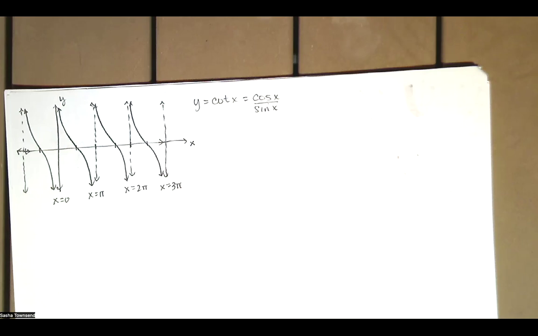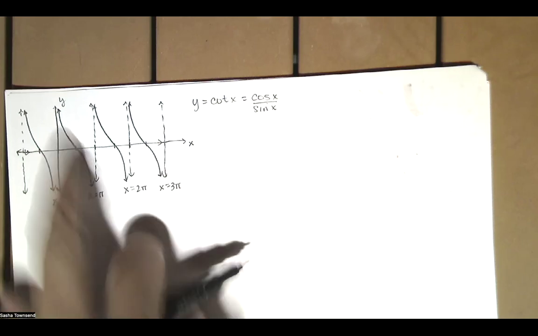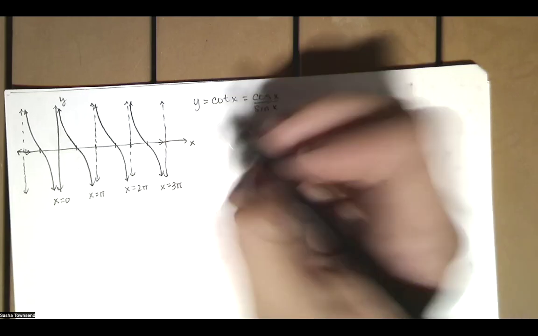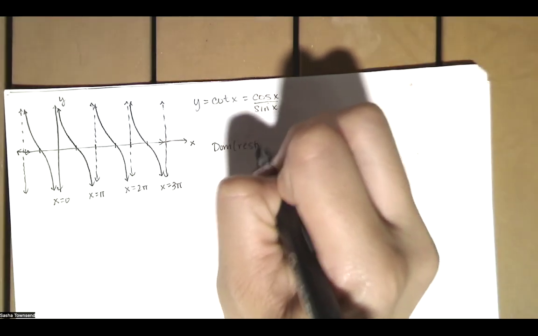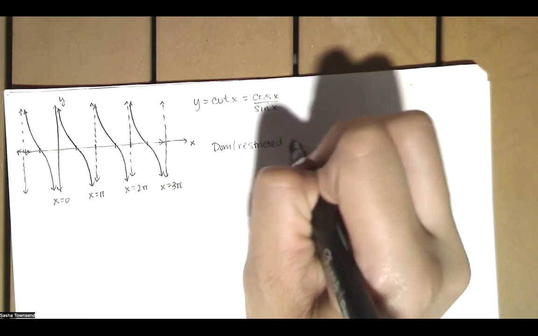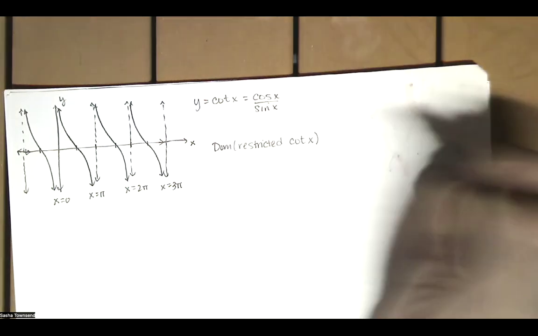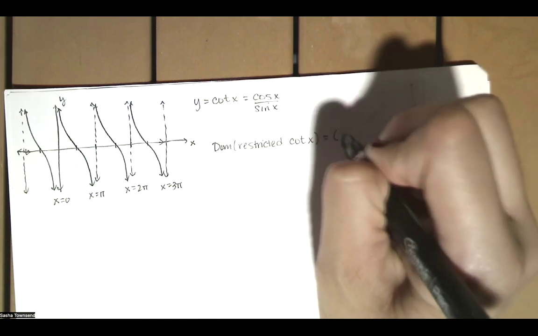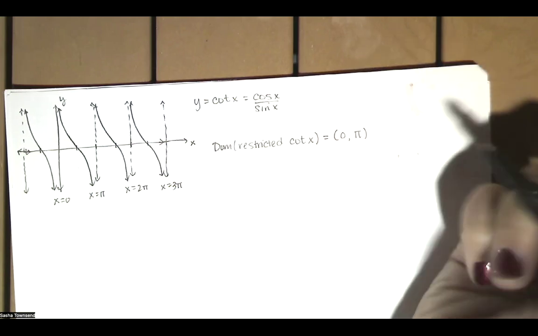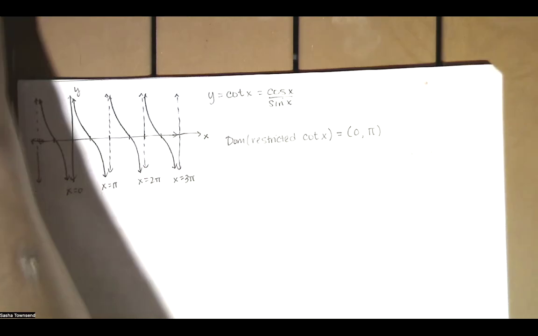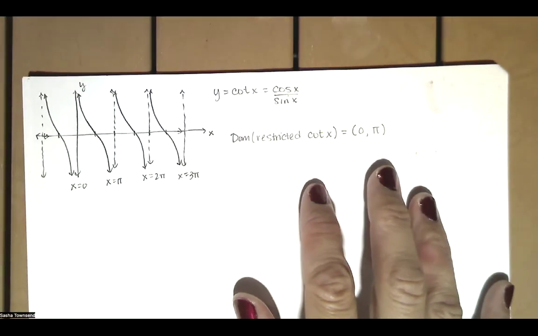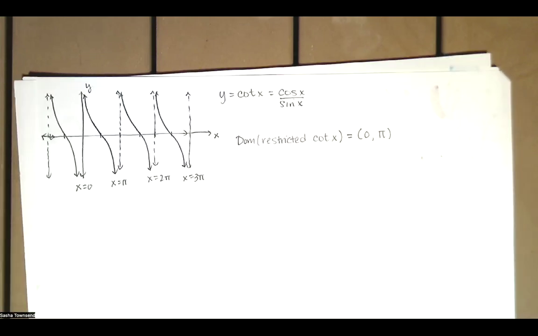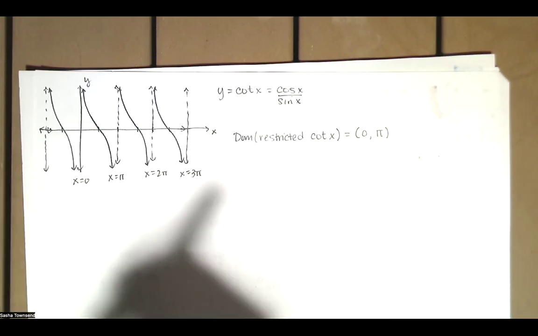We say, okay, well, what can we restrict ourselves to? I think it would make the most sense to restrict ourselves to the interval from 0 to pi. I bet it's 0 to pi. Let me look that up real quick. Okay, so that's what we have. We are going to restrict ourselves to 0 to pi.